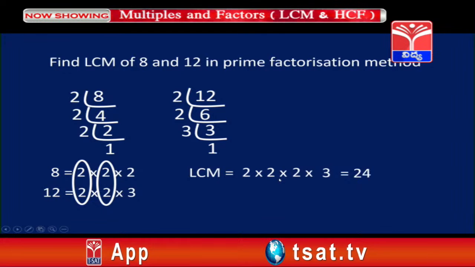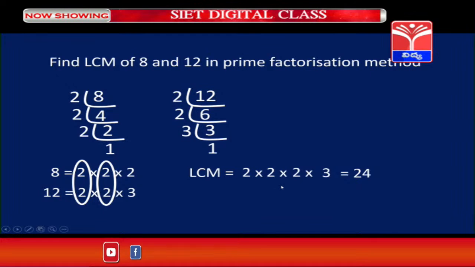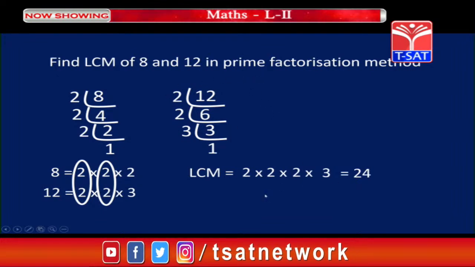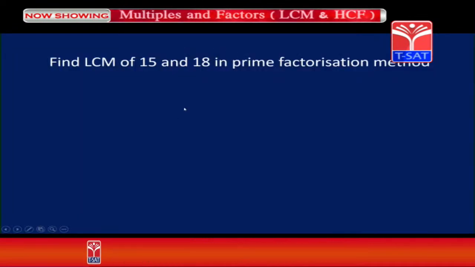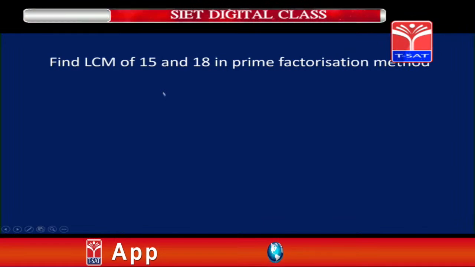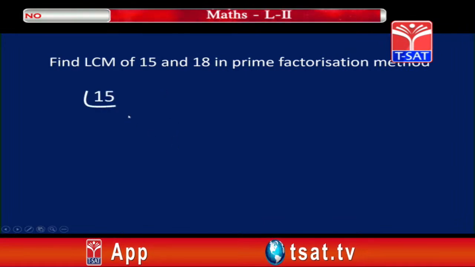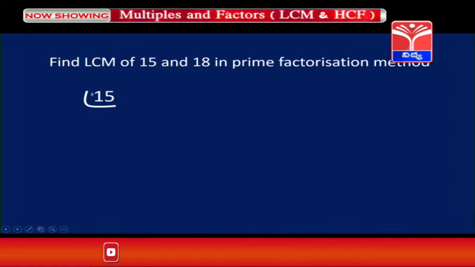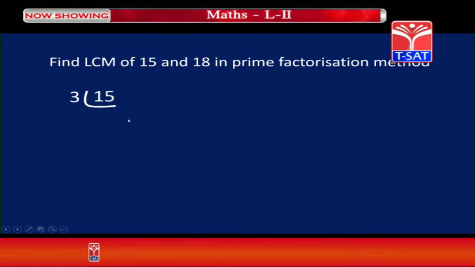Okay. So let us look into another example to find the LCM of two numbers in the prime factorization method. Find the LCM of 15 and 18 in the prime factorization method. Take 15 here. It is not an even number, so we cannot divide this 15 by the first prime number 2. Then we should take the next prime number 3. Now 3 divides the 15 here.